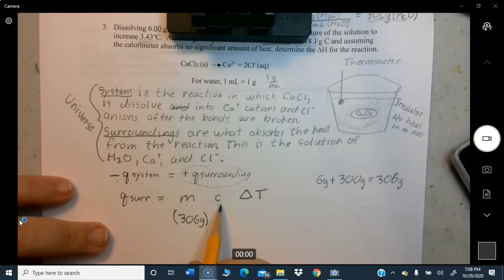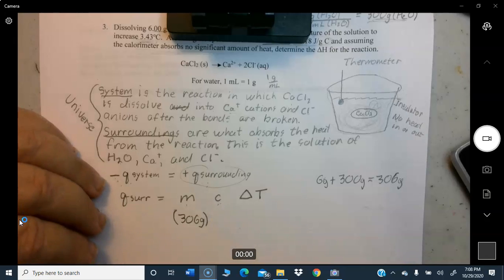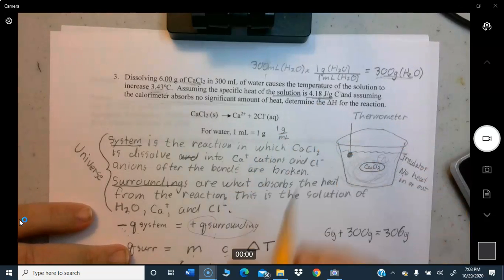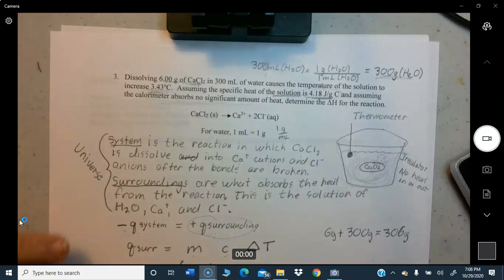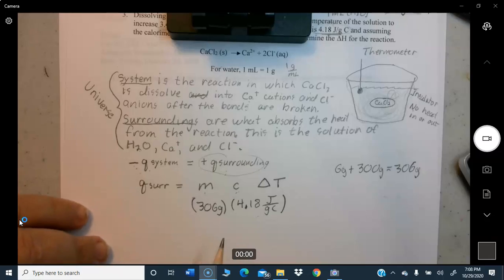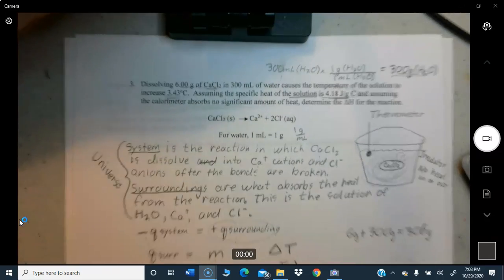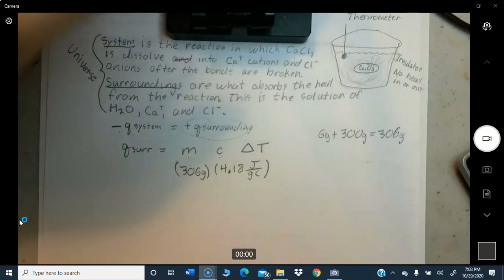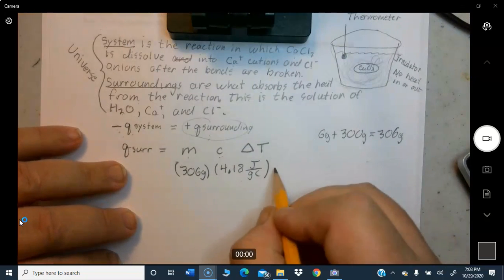All right, this is the specific heat of the solution. And we said we're going to just approximate that by saying it's going to be the same as the specific heat of the water, since the vast majority of the solution is simply water. And finally, we have the delta T up here is 3.43. That's the change in temperature. The temperature went up by 3.43 degrees.